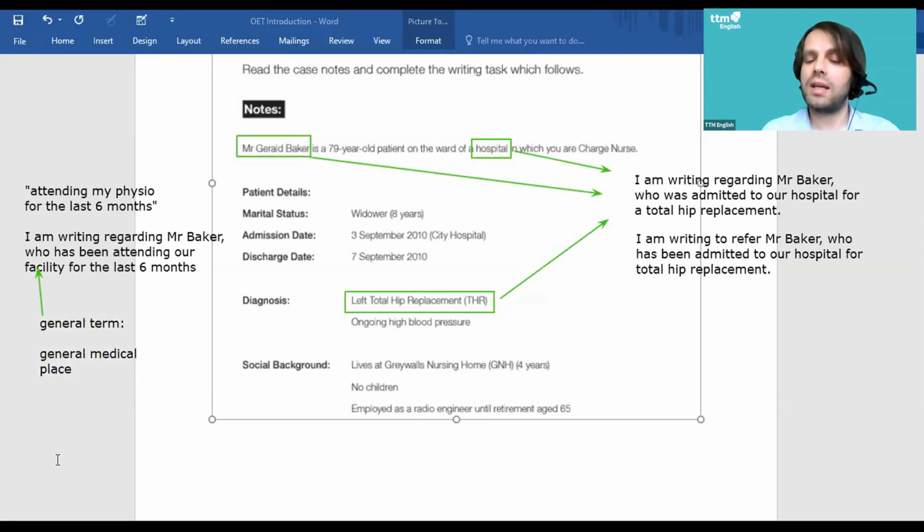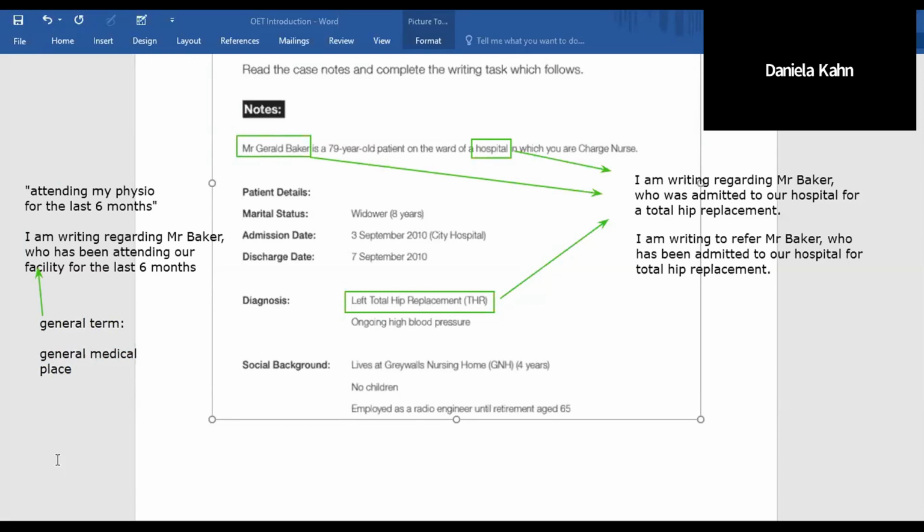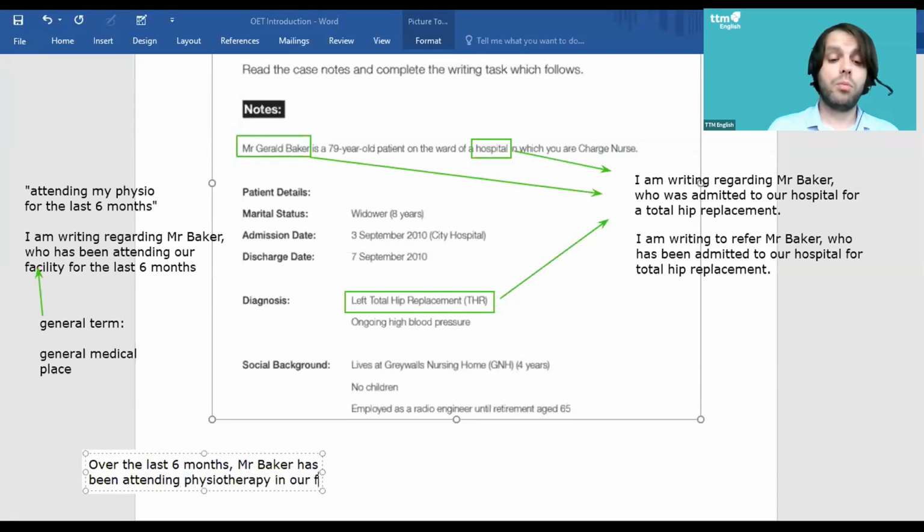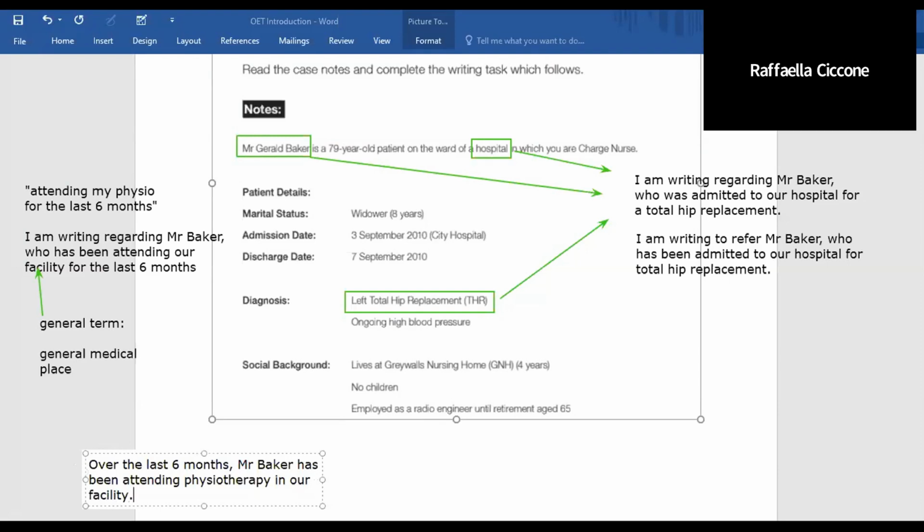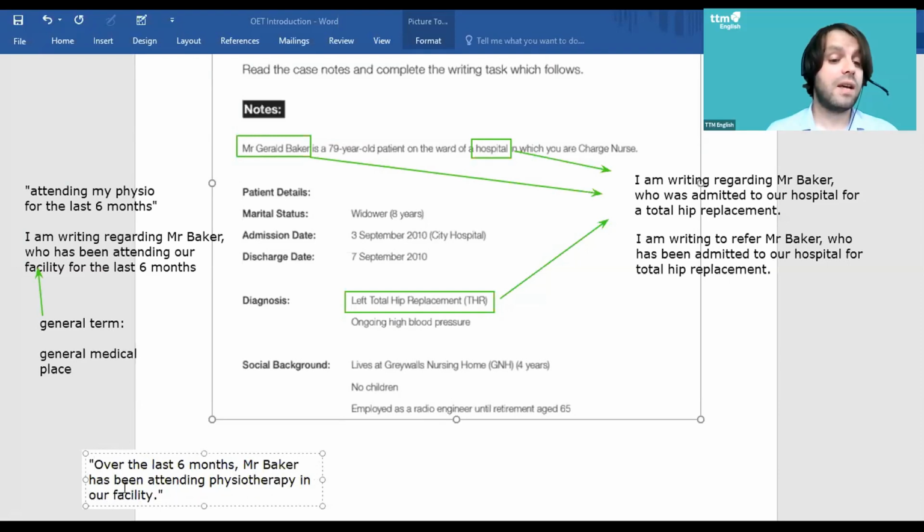Say your name if that's okay. Any questions? Are we good with this? Alan, can I give you a different sentence? Over the last 6 months, Mr. Baker has been attending physiotherapy in our facilities. In our facility, no plural. Okay. You could use that sentence. That's what I mean. Definitely there's variations you can use. So long as that was accurate, that would be fine. I'll just put this down as a variation.